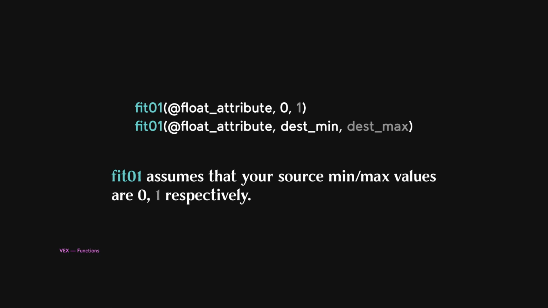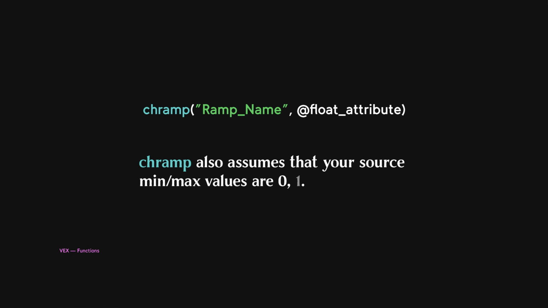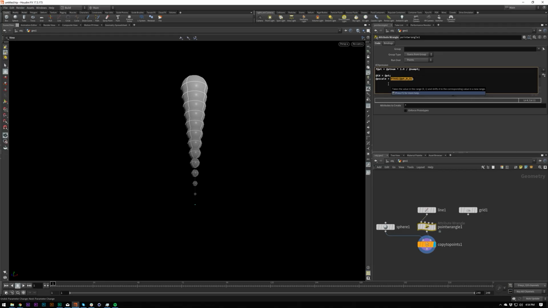Another way we can remap a value is we can remap it to a ramp. So what I can do is use the function chramp. So it's channel ramp. That's what that is. And we've got a little smiley face. So I'm going to create the name here. This can be anything, my_ramp.